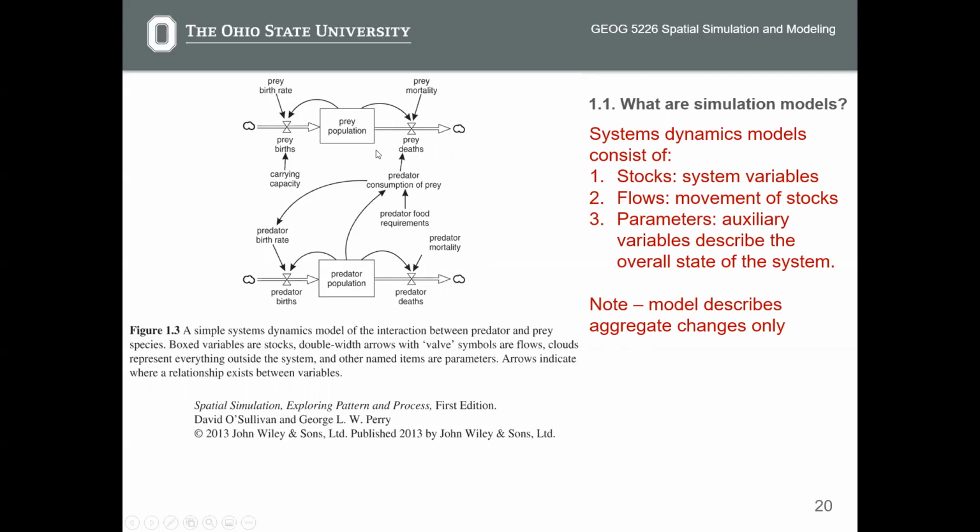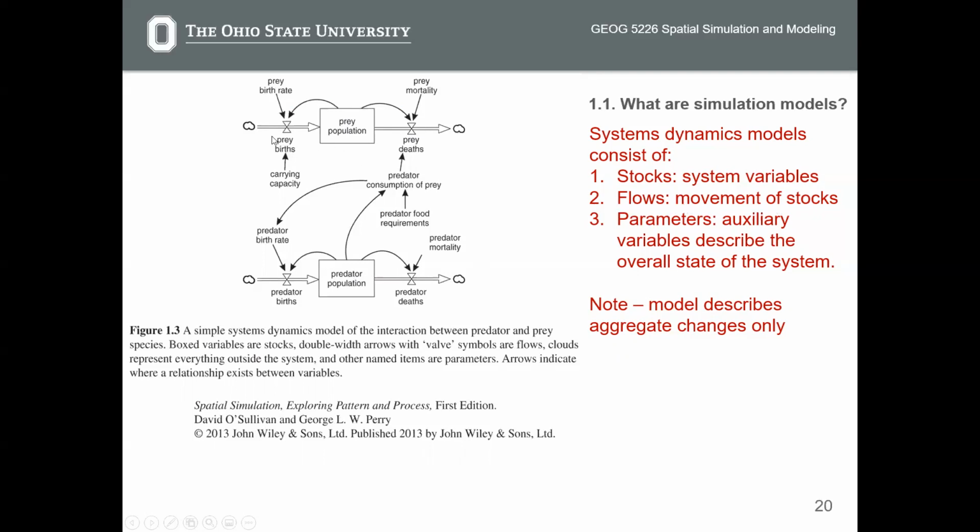So there are different types of components of this model. So we have stocks, system variables, right? Now we have actually how many stocks? Two stocks. One is prey population, another one is predator population. We also have flows. This concept here is very tricky, okay? Be careful with that. They are for movement of stocks.